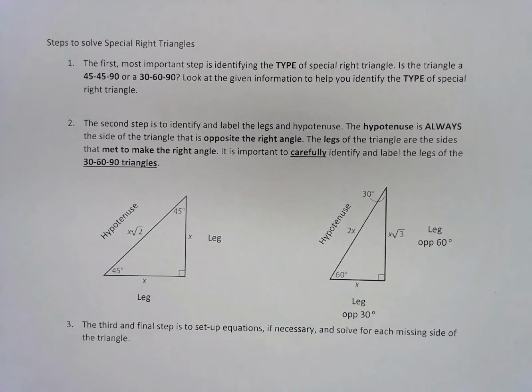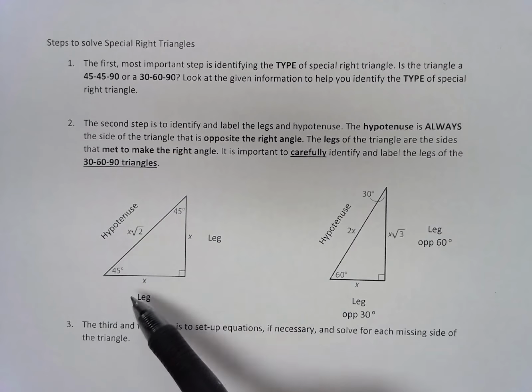Step 2 is to identify and label the legs and the hypotenuse. The hypotenuse is always the side that's opposite the right angle, and the legs are the sides that meet to make that right angle. It's very important when working with the 30-60-90 to carefully identify and label the legs, because they are not going to be the same as they are in the 45-45-90.